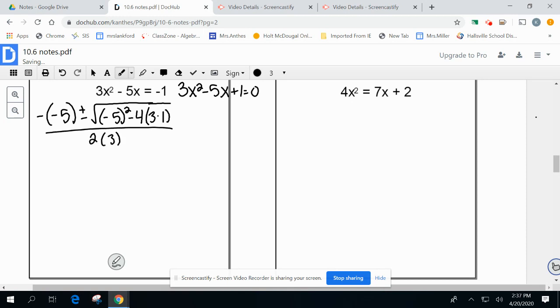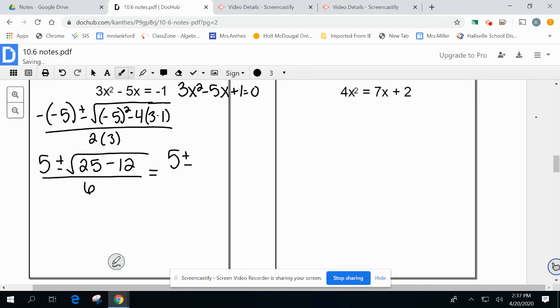So I'm going to start simplifying. -5 would be +5 plus or minus the square root, and then -5 squared would be 25. And then I need to take -4 times 3 times 1. So that is a -12, and that would be over 2 times 3, which is 6. So I'm going to simplify one more time. 5 plus or minus square root of 13 over 6.